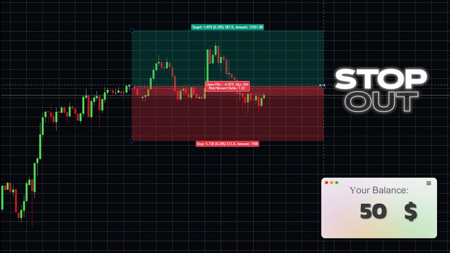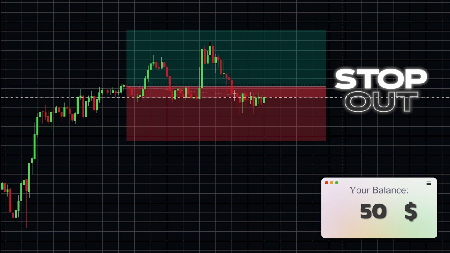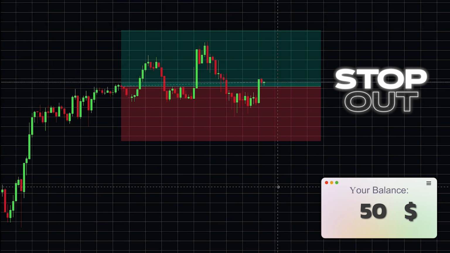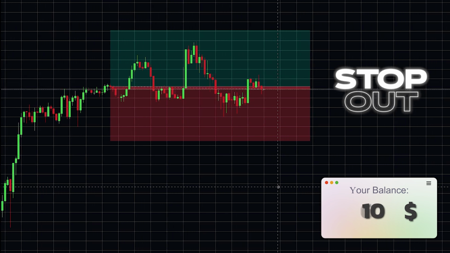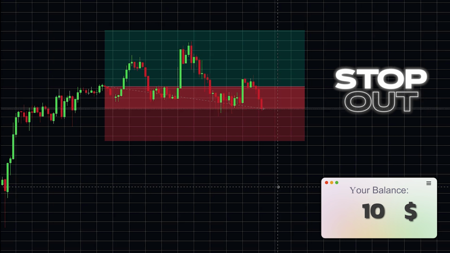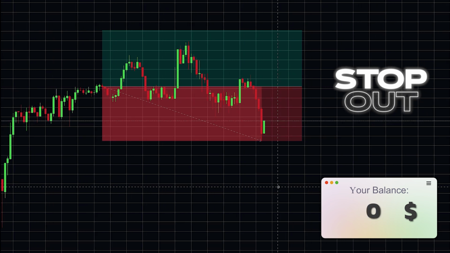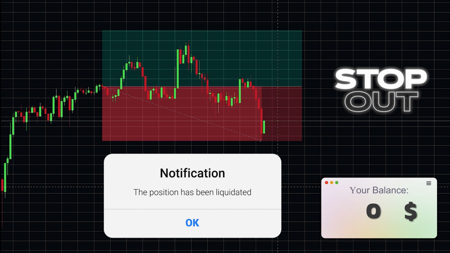For example, you opened a trade with leverage 1:10 for the amount of $1,000, having $100 on your account. If the price goes against you by 9%, your balance will be reduced to $10. And as soon as it falls below the acceptable level, the broker will automatically liquidate your position to prevent a negative balance.